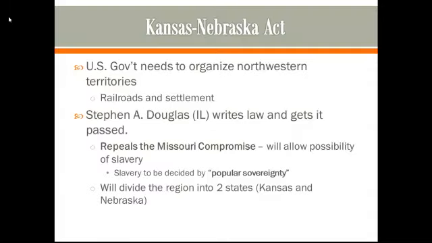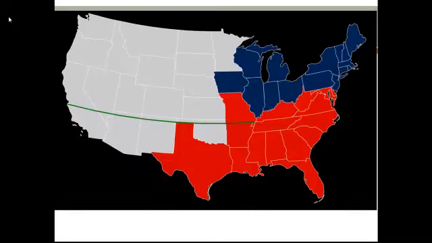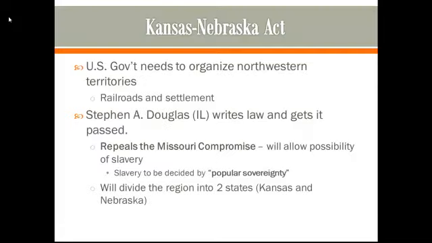And so Stephen A. Douglas basically looks at the Northwestern Territories. The Northwest Territories are Kansas and Nebraska. They are the states directly to the west of Missouri and Iowa. There were a lot more people in there, people who were settling, homesteaders, and also they were looking at creating the first transcontinental railroad from the East Coast all the way to the West Coast.